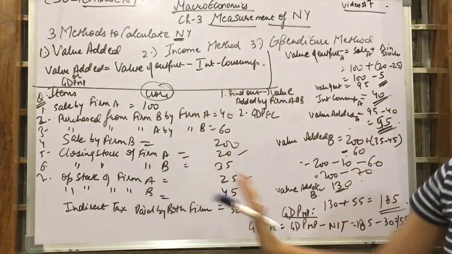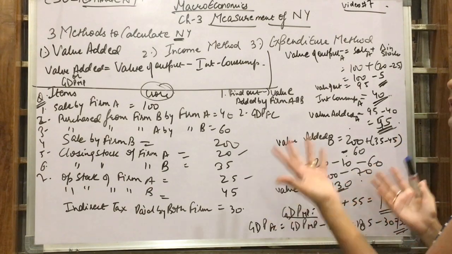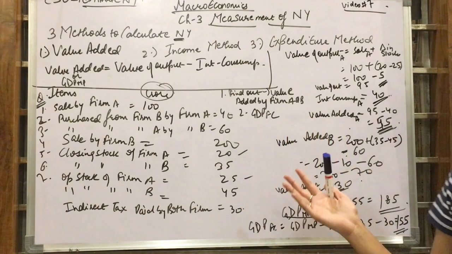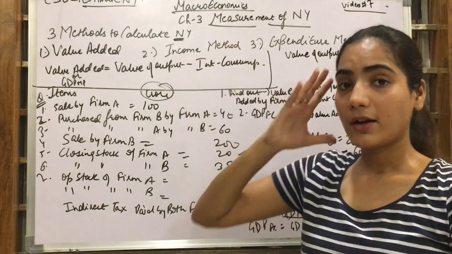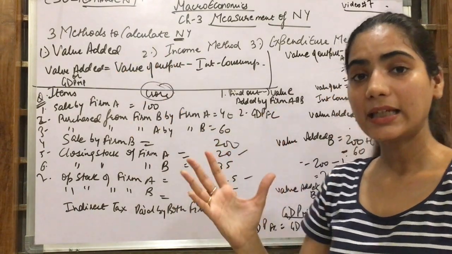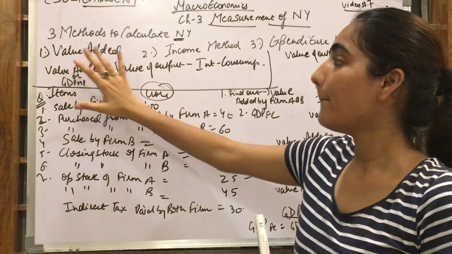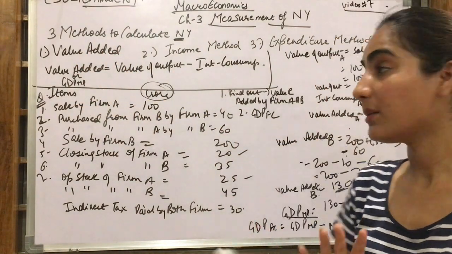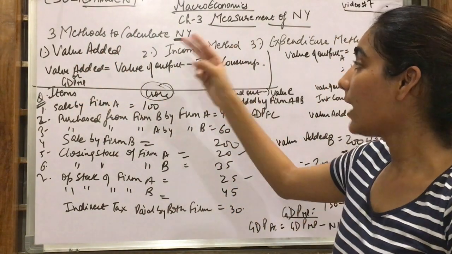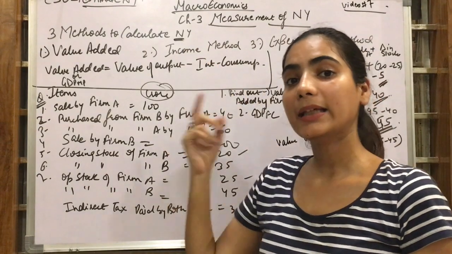Hope you have understood this numerical. This is how the numericals will be coming in the exam. If we have understood the concept, we are easily able to solve the numericals. So the first method of calculating national income is understood by you all. Now the income method we'll be doing in the next class.